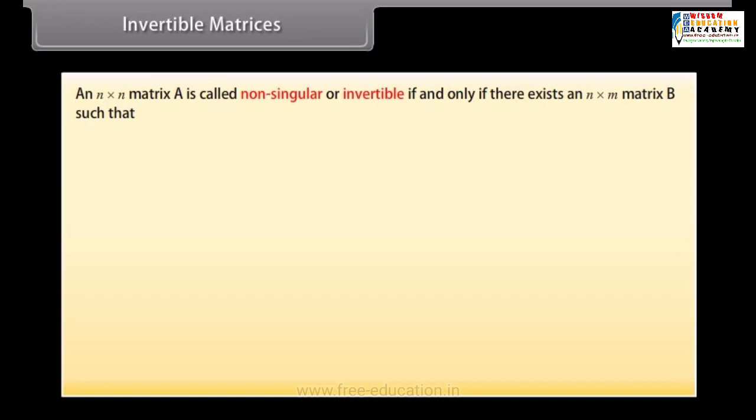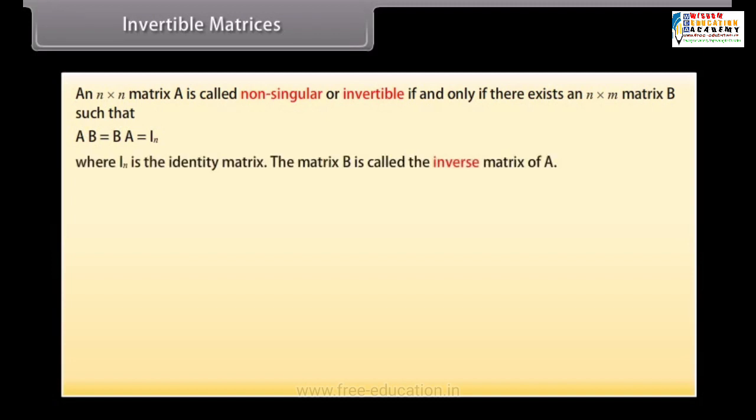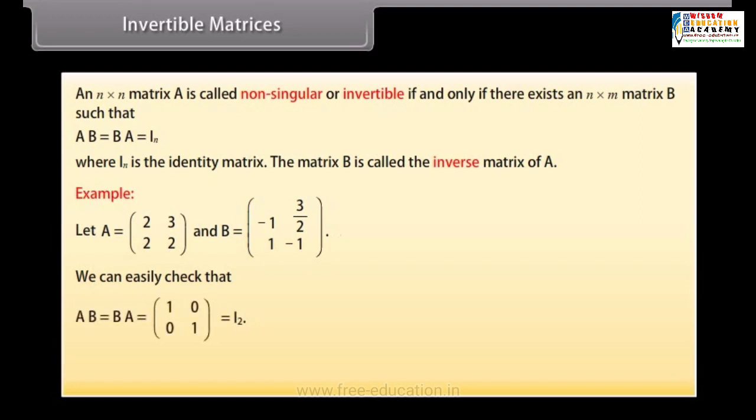Invertible matrices. An n by n matrix A is called non-singular or invertible if and only if there exists an n by n matrix B such that AB is equal to BA is equal to I n, where I n is the identity matrix. The matrix B is called the inverse matrix of A. Look at this example. Here A and B are given. We can easily check that AB is equal to BA is equal to the identity matrix. Hence A is invertible and B is its inverse.